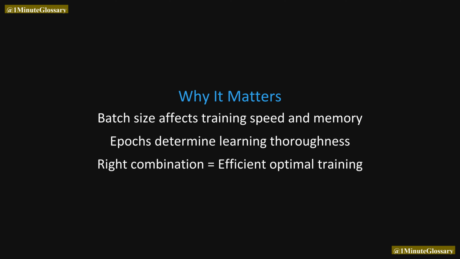Batch size affects training speed and memory usage, while the number of epochs determines how thoroughly your model learns from the data. Choosing the right combination is essential for efficient training and optimal model performance. Epochs and batches.